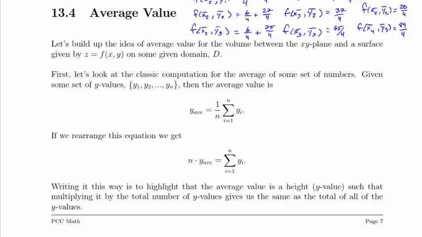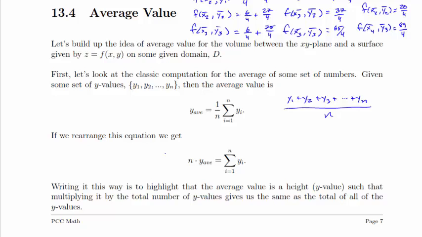First, let's look at the classic computation for the average of some set of numbers, given some set of y values, y1, y2, all the way up to yn. Then the average value is equal to 1 over n times the sum from i equals 1 to n of y sub i. That's just y sub 1 plus y sub 2 plus y sub 3 all the way up to y sub n, all over the number of objects. That's our classic definition for the average value.